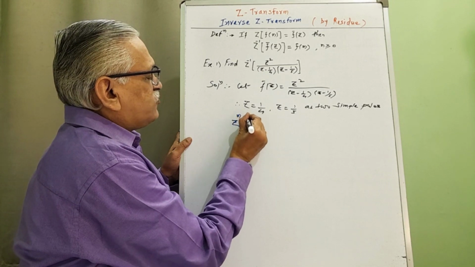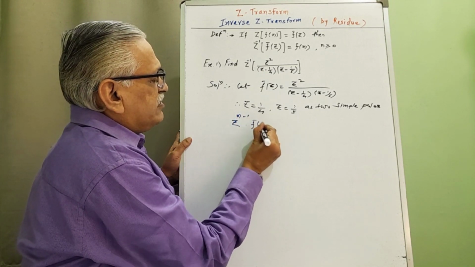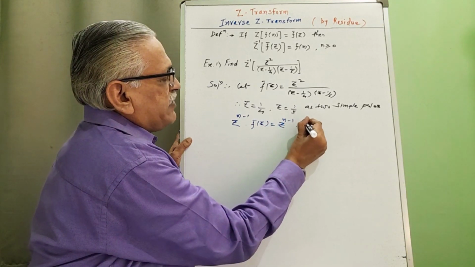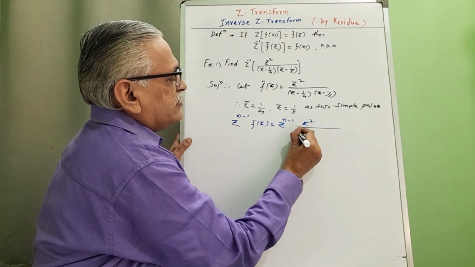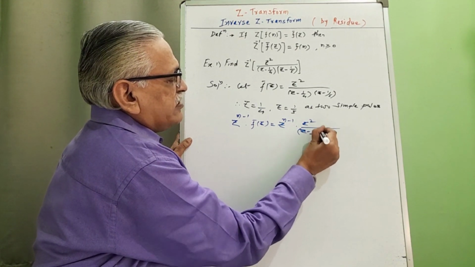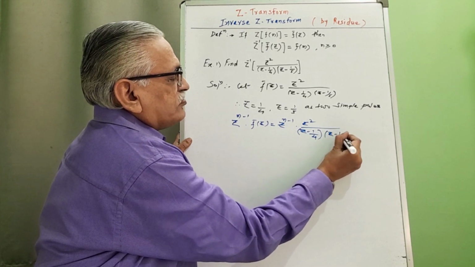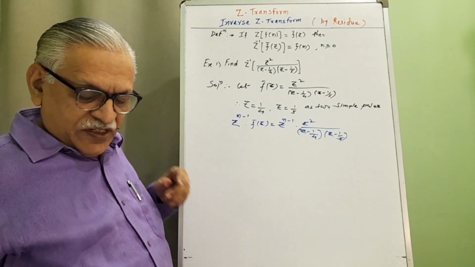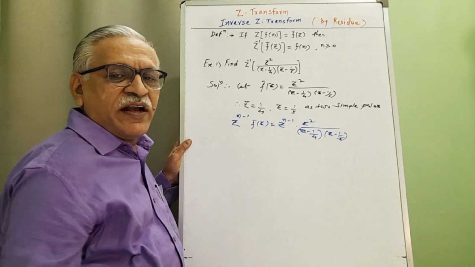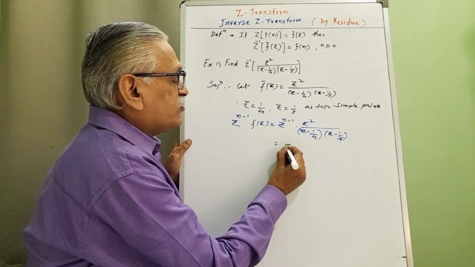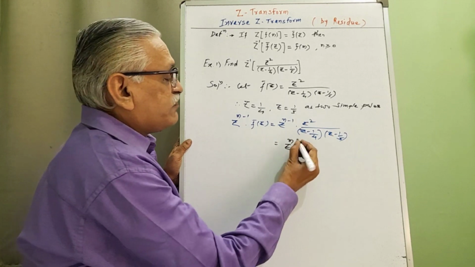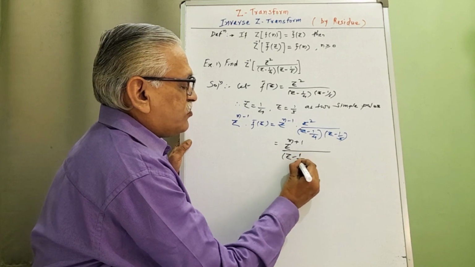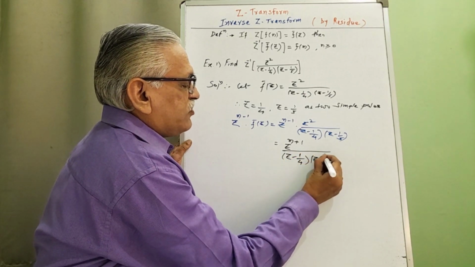z raised to n minus 1 into f bar of z, as z raised to n minus 1 multiplied by z square divided by z minus 1 by 4 and z minus 1 by 5. Adding the powers of z, we get z raised to n minus 1 plus 2, that is n plus 1, and the whole divided by z minus 1 by 4 and z minus 1 by 5.